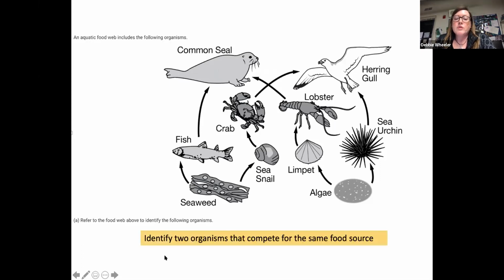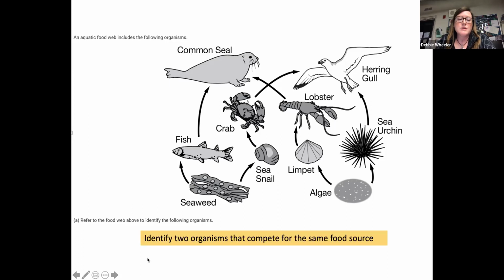All right, what are two organisms that are competing for the same food source? Fish and sea snail, awesome. Those are both competing for seaweed. And I see limpet and sea urchin. Those are also good ones. Those guys are both competing for algae.